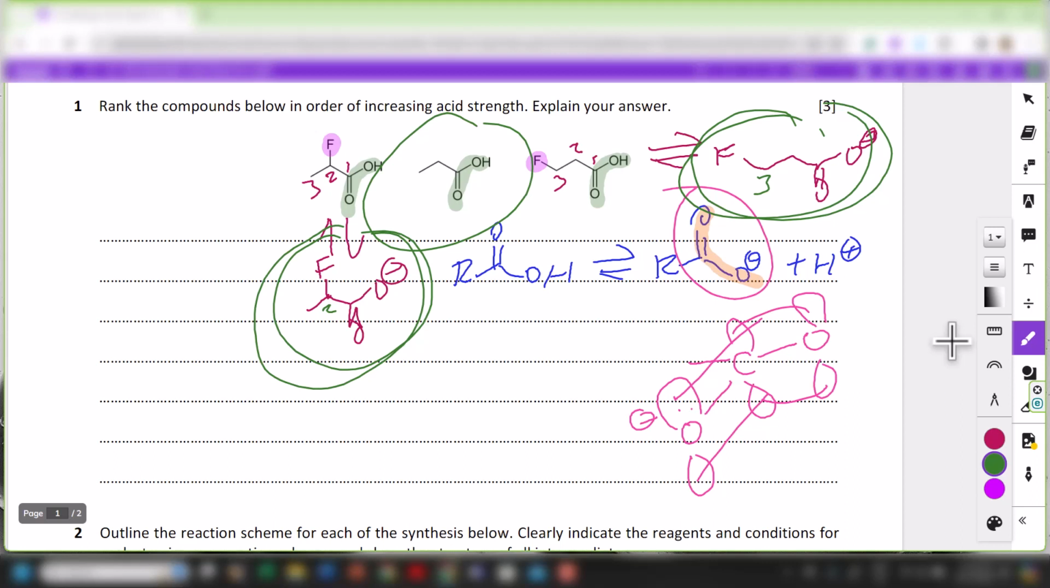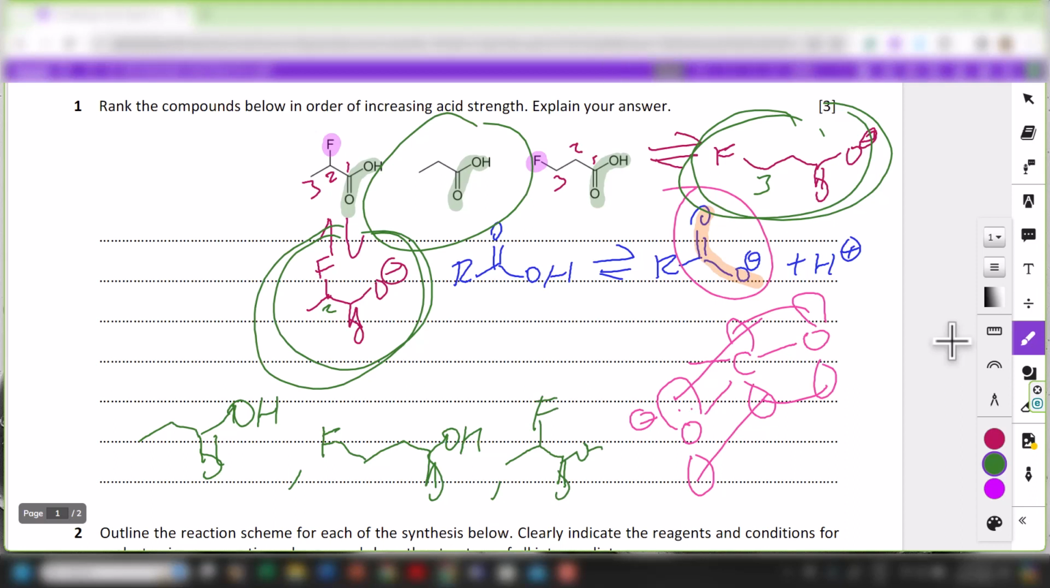Yeah, so if we're going to arrange them in order of increasing carboxylic acid strength, that will be first we have propanoic acid, followed by 3-fluoropropanoic acid. Okay, and this is followed by 2-fluoropropanoic acid. Okay, and I have already explained why they are being placed in that order.